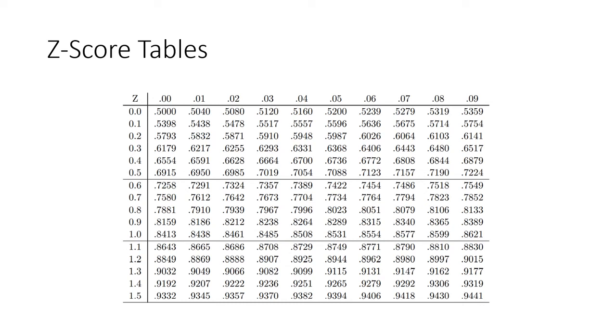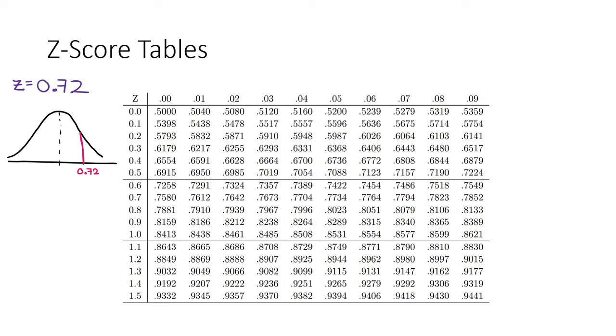Well, it turns out we can use something known as a z-score table to solve problems with values that are not exactly 1 or 2 standard deviations of the mean. And so I have up on the screen an example of a z-score table. I want to first show you how this table works, and then we'll solve some problems using it.